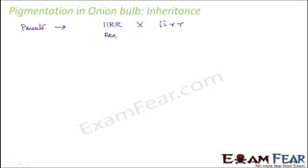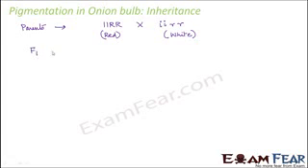Now let us look at the exact inheritance of pigmentation in onion bulb. So let us start with the parents. Let's say you have capital I, capital R, and you cross it with small I, small r. In this case, what would be the color? The pigmentation color would be red, and here the pigmentation color would be white.